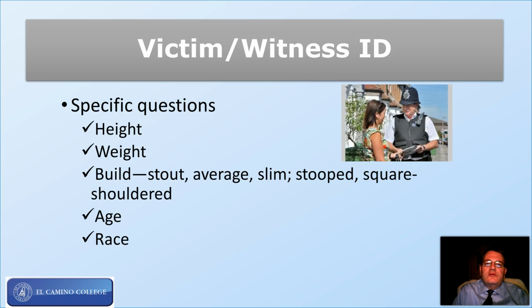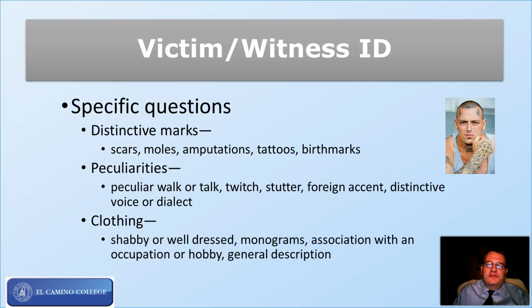Now, when you're questioning the victim or witness, this is Learning Outcome 7, you want to ask specific questions. The basics are pretty obvious: height, weight, build, race, age, stuff like that. But you also want to ask the in-depth questions like distinctive marks, tattoos, amputations, birthmarks. The person in the picture here would be pretty easy to identify with his spider web tattoo on his head and all the swastikas and everything. It wouldn't be hard to pick this guy out in a crowd.